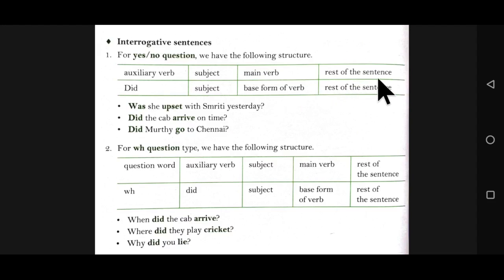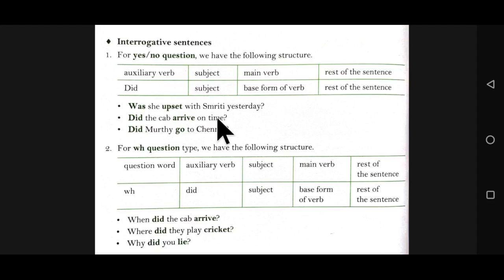Then we write the rest of the sentence. Let's try to see with this example. Did the cab arrive on time? So first of all we will write did, that is the auxiliary verb, then we will write the subject, here the subject is the cab, then we will write the main verb, so here the main verb is arrive, and it is in base form, and then comes the rest of the sentence, that is on time.